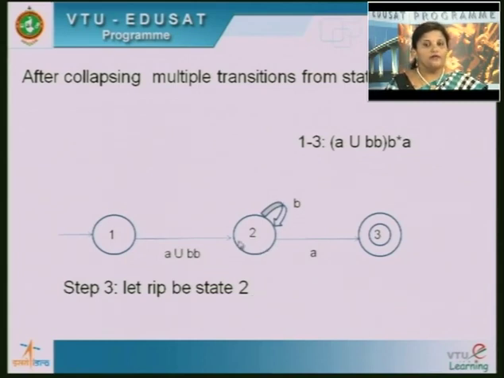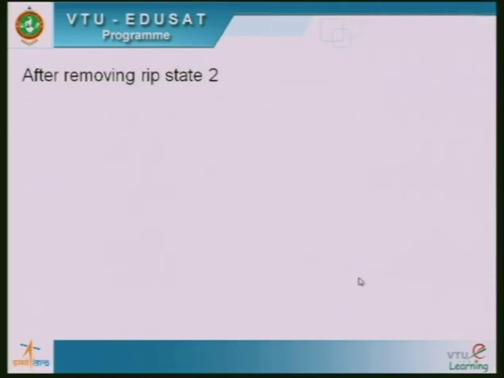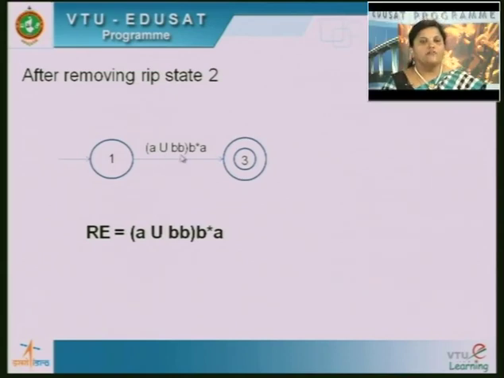Okay. So in the third step, the rip state will be state 2. So what happens when you remove this? You have from 1 to 2 transition A or BB, next a self loop with B star, followed by A. We'll write the same thing as it is. So after removing the rip state 2, you have the transition A union BB followed by B star A.